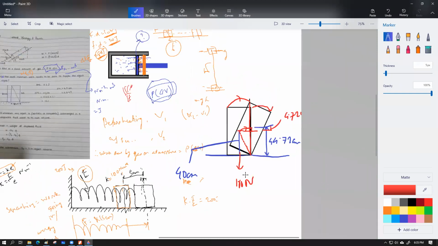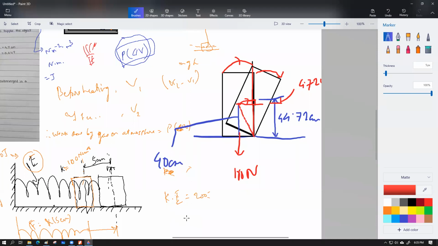So how much is the minimum work that you have to do? That minimum work can be written as what?